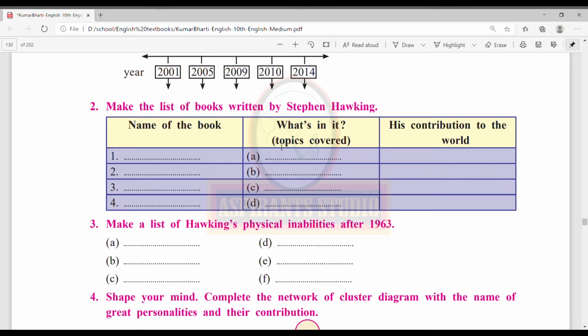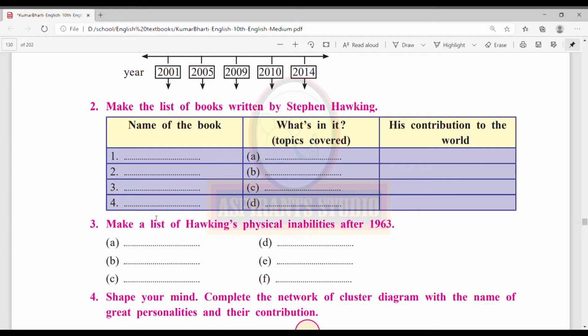2. The Universe in a Nutshell. Topics: guide to cosmology's big theories. Contribution to the world: illustrated, easier to understand. 3. Name of the book, A Briefer History of Time. Topics covered: touch upon newest developments in the field like the string theory. Contribution to the world: simplified the original work's core concepts.